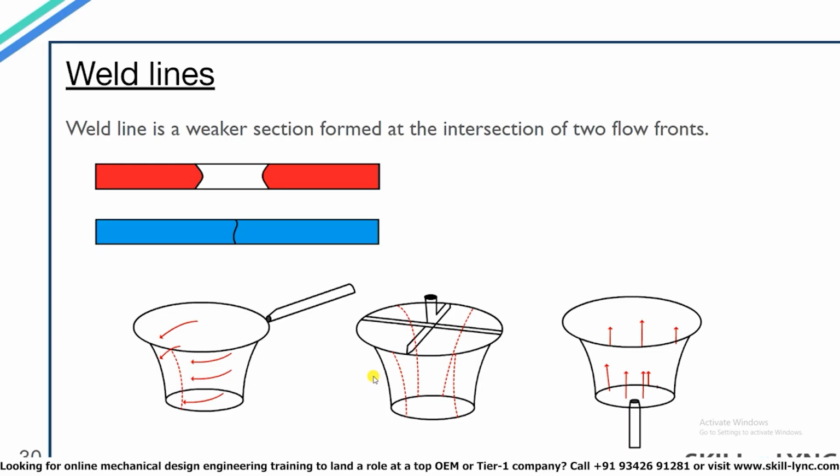In the first case, you can see that a single gate is used at the edge. This will create a single weld line in the region opposite to the gate point. In the second diagram, you can see 4 gates are used, which led to creation of 4 weld lines.